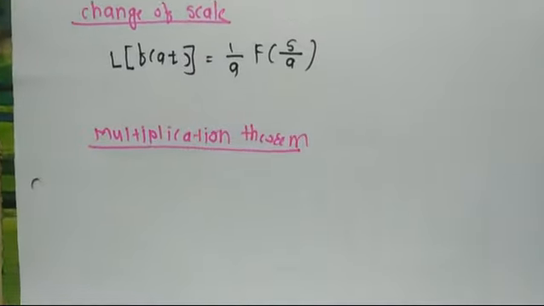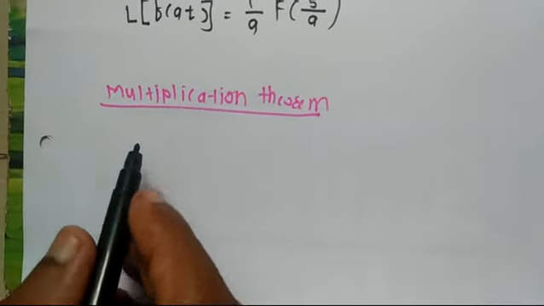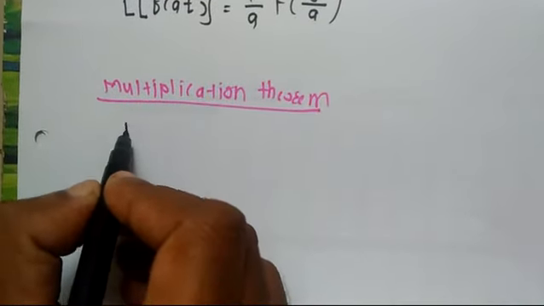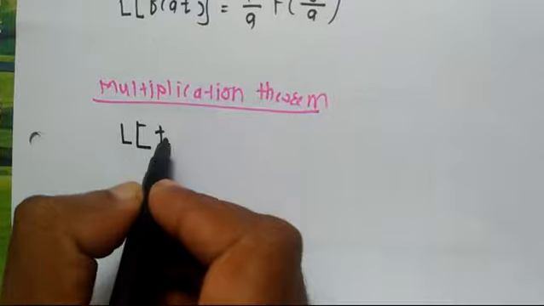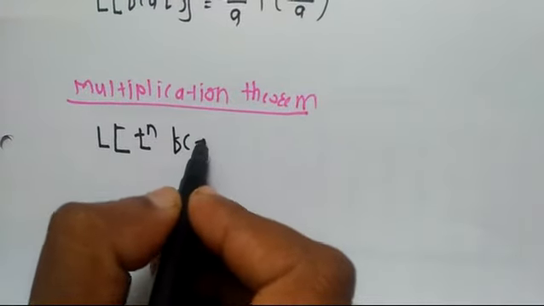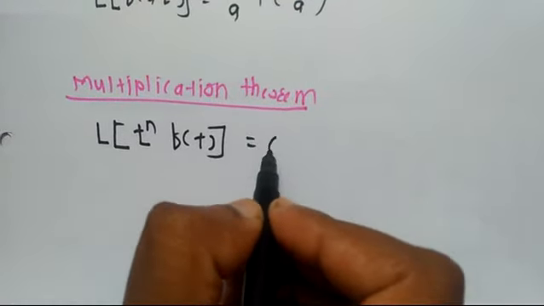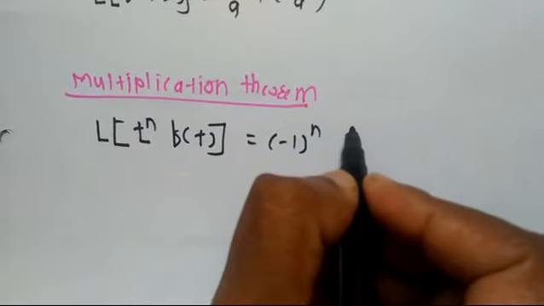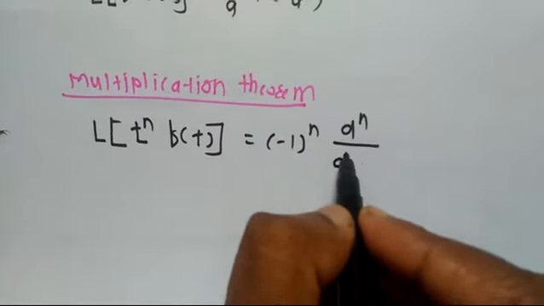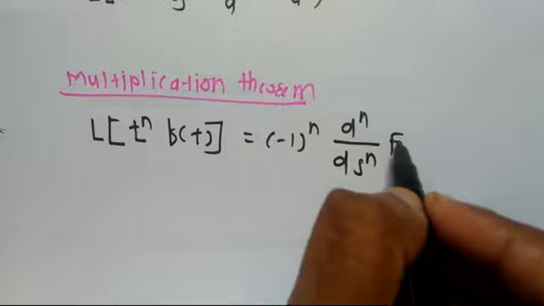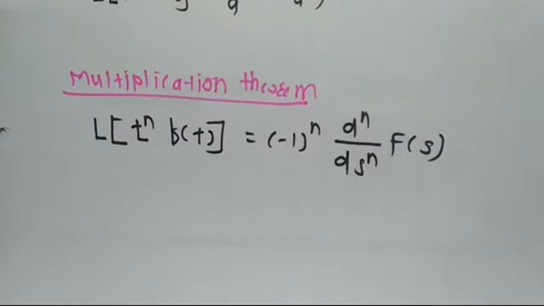What about the last theorem? That is the multiplication theorem that we have studied. That is Laplace transform of t to the power n into f of t is equal to minus 1 to the power n d to the power n by ds to the power n into F of s.